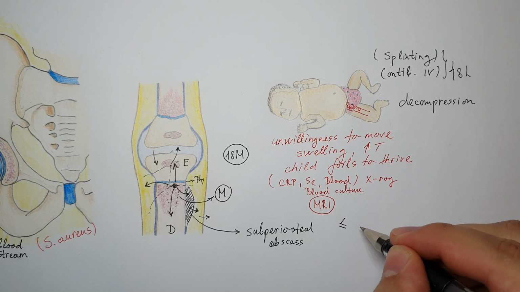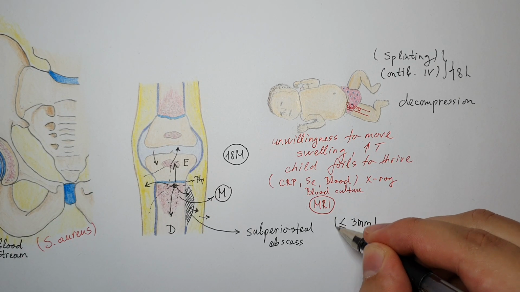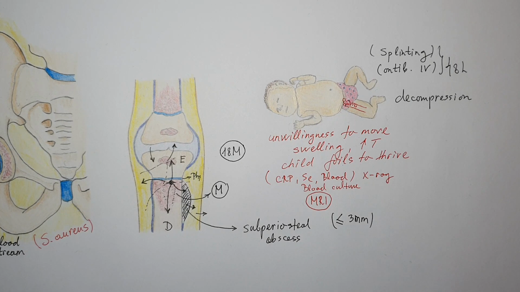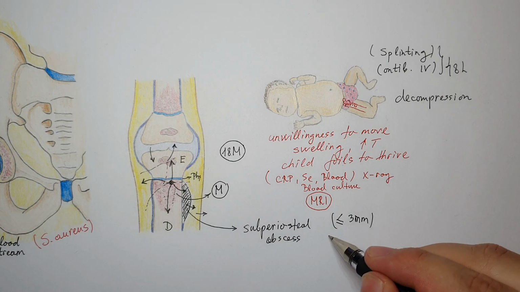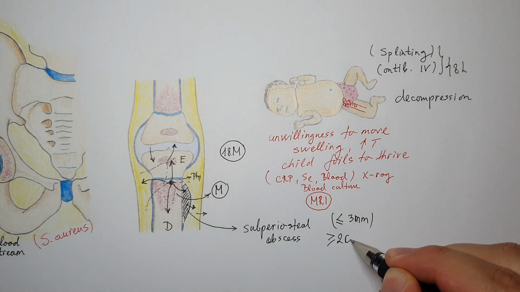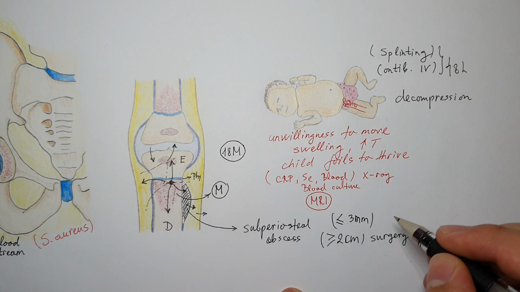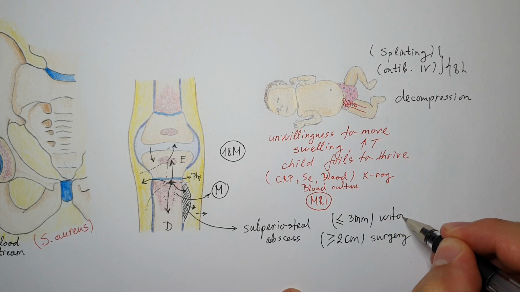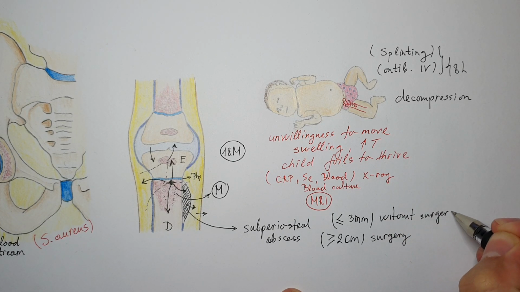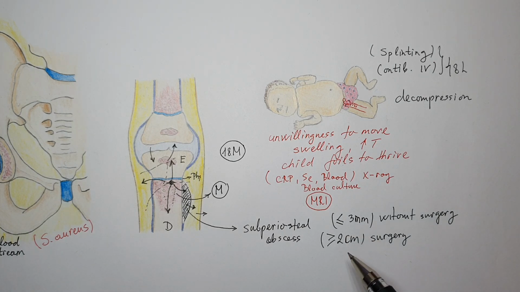Basically, abscesses, so subperiosteal abscesses and other abscesses present in the bone, that are about 3 millimeters will definitely resolve without surgery, with antibiotics. But soft tissue collections that are more than 2 centimeters always require surgery and don't resolve without surgery. So these resolve without surgery, and these always require surgery, and they will not go away only with antibiotics.